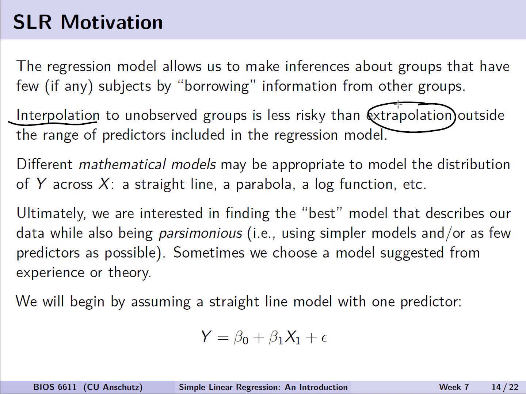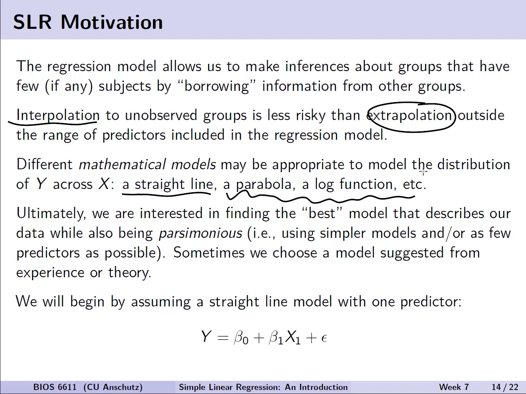Now we can note that there are different mathematical models that could be appropriate to model the distribution of any given y across some value or values of different x's. We're going to consider a straight line for simple linear regression, but we'll also see later in the semester we can do parabolas, log functions, and other ways of addressing the appropriateness of the model. But ultimately, putting that aside, we're really interested in finding the best model we can that describes our data while also trying to be parsimonious.